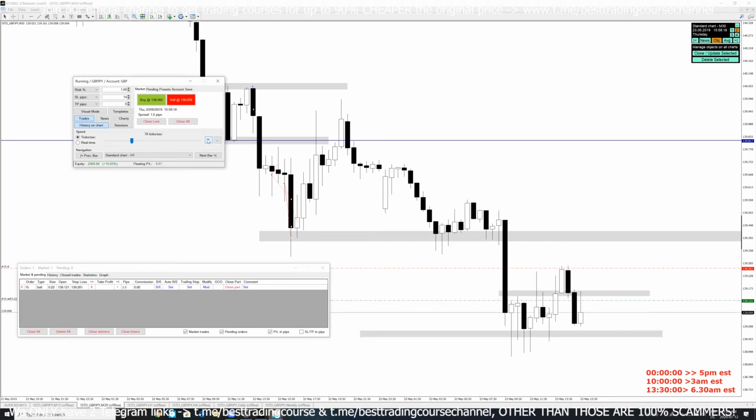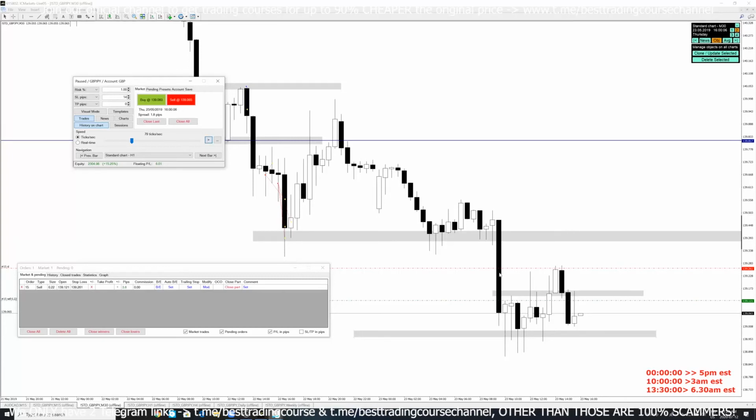Because I think this is a retest of this area here. Yeah, this is a retest here. 100% this is a retest here. I believe this is gonna, now look at this. This is the same situation as the other time. We had resistance, resistance, resistance, candle broke.